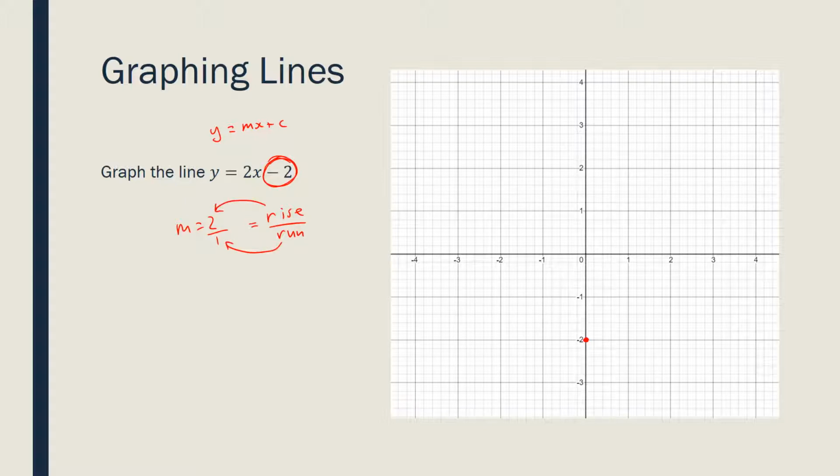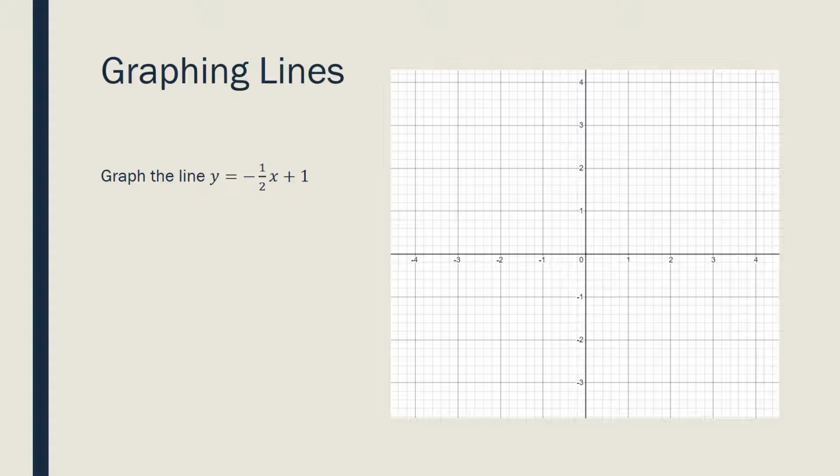So now we can go onto our graph and we can actually draw that. So we can draw an arrow going up, so it rises 2, and it's going to run 1. So it rises 2, gets to this point here, runs 1, ends up here. So now we have 2 points on our line, so we can just draw a straight line through them. Okay, so that's our line, and then we need to label it. So we get y equals 2x minus 2.